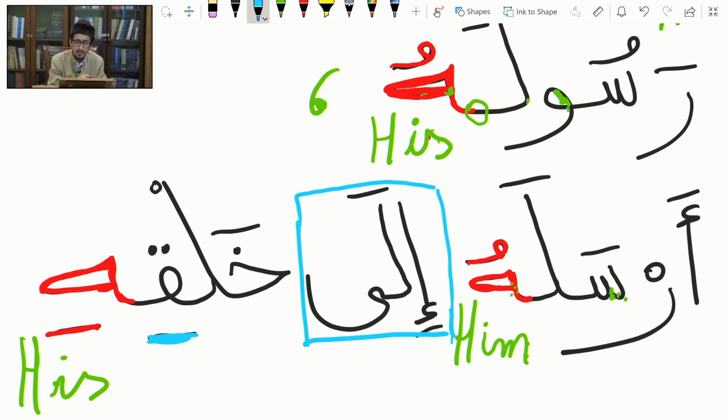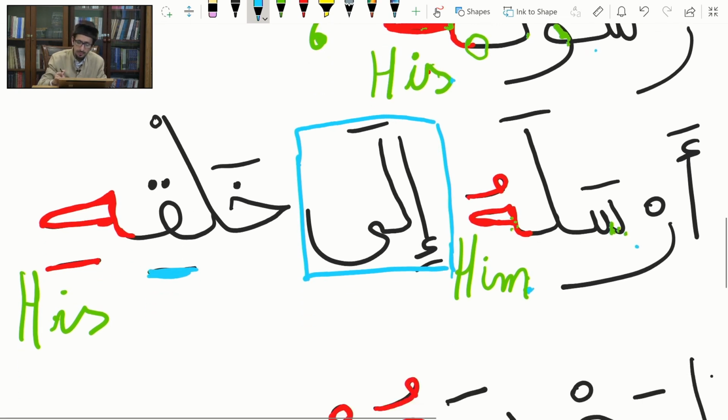Okay. And this who and this who are not the same thing at all. This one is his, this one is him. Why? This one is his because it is attached to a noun. This one is him because it is attached to a verb.